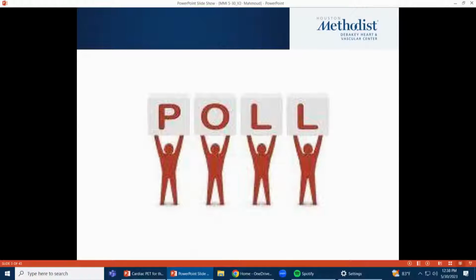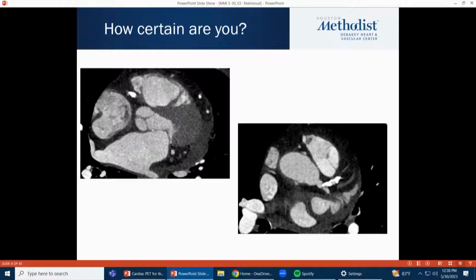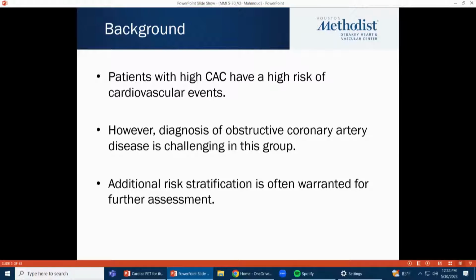I want to start with a poll. You're in the CT lab, and this is the second study of the day, and you have this open, and you see a lot of calcium in the LAD and RCA. This is not something that we see infrequently. It's very common, and it does make us question how certain we are about diagnosing this patient, whether or not they have obstructive CAD. That really is the subject of my talk today.